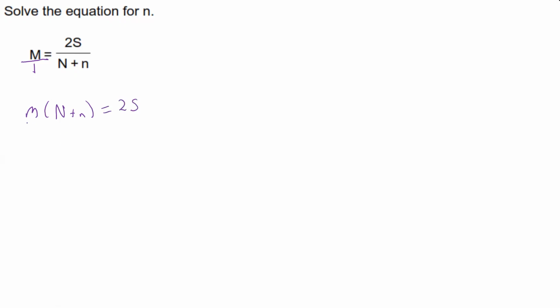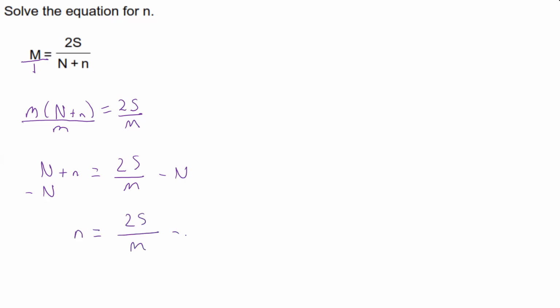We're not going to distribute because that's going to take one more step. So let's divide by m. And so now we have big N plus little n equals 2s over big M. We want this, so if we just subtract n, we get little n is 2s over m minus n. And now we've solved this equation for our little n.